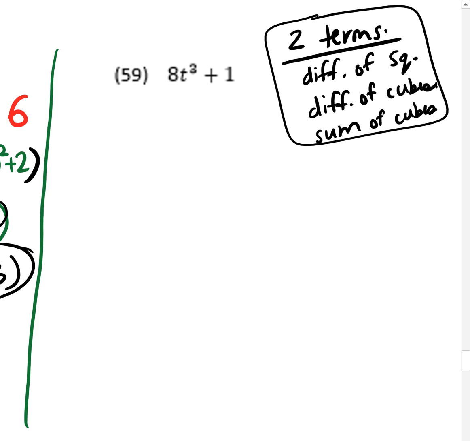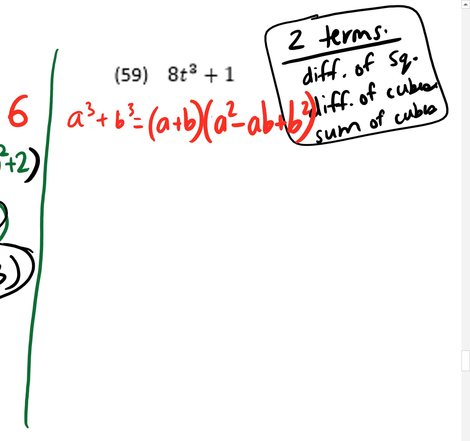The sum of cubes formula is, if you have something cubed plus something cubed, it factors into the first thing plus the second thing, times first thing squared minus first times second plus second squared. We just have to determine what's our a, what's our b. What can we cube and get 8t to the third? That'd be 2t. So a must be 2t. B is what you can cube to get the second term, 1. Well, that'd be 1.